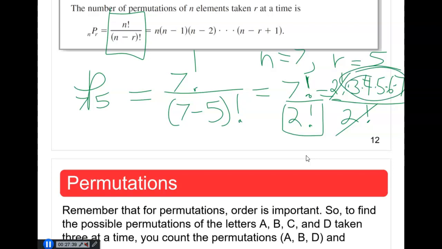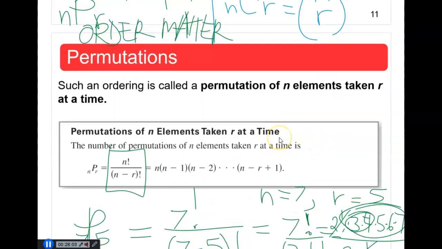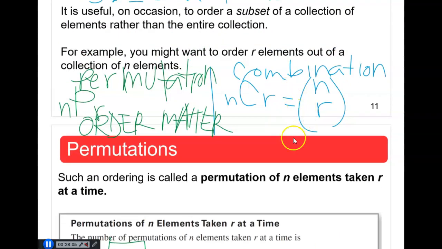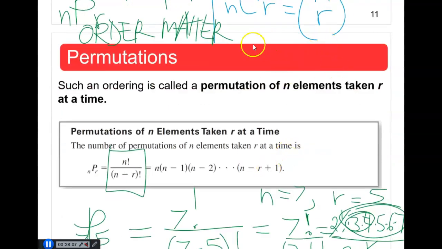So 3 times 4 is 12. And I'm just going to use my calculator so I don't mess this up. So 12 times 5 times 6 times 7. And that will be equal to 2,520. Because the order matters.